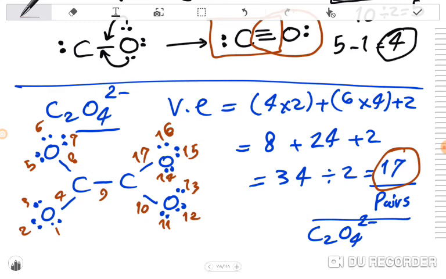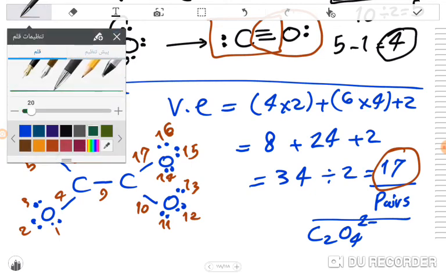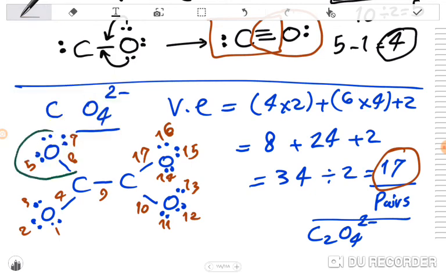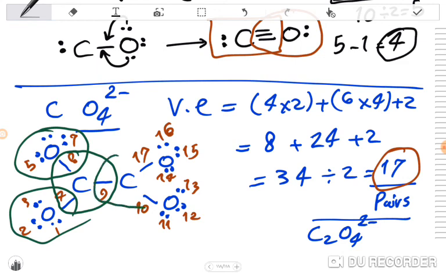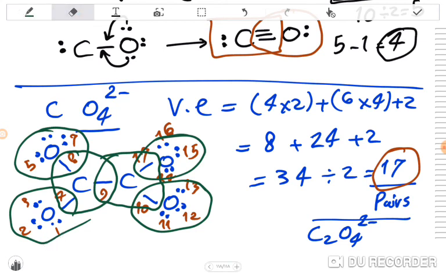Why is it not correct? Because the oxygens are octet, but the carbons have no octet. Again, carbon is angry. Okay? The oxygens again help their neighbor, Mr. Carbon.